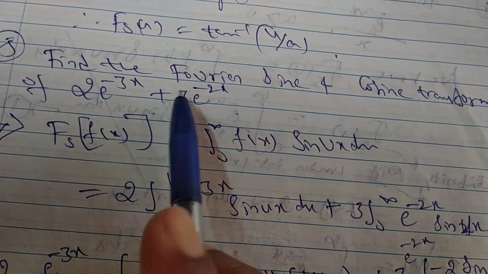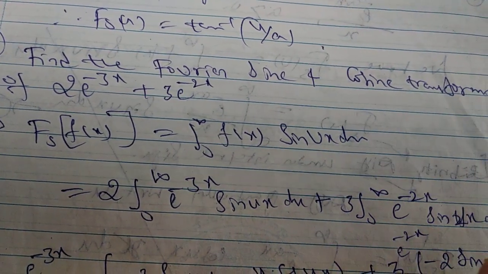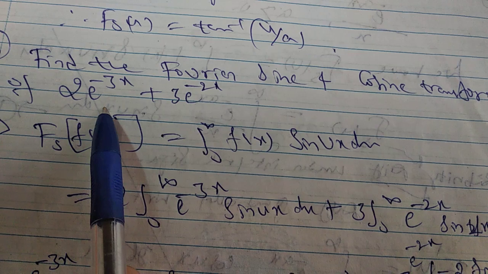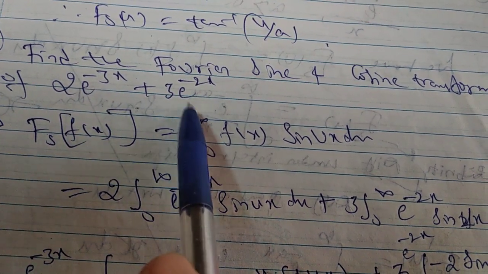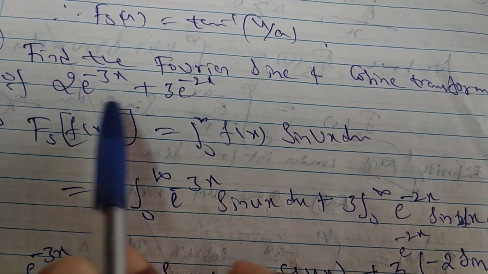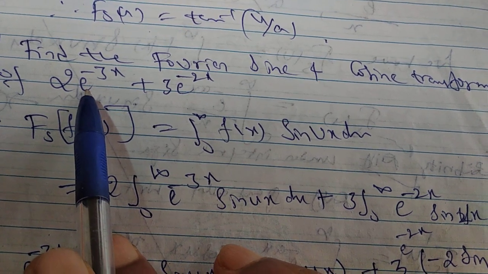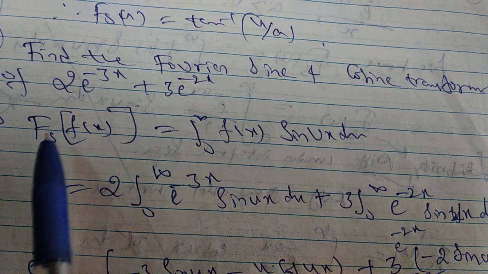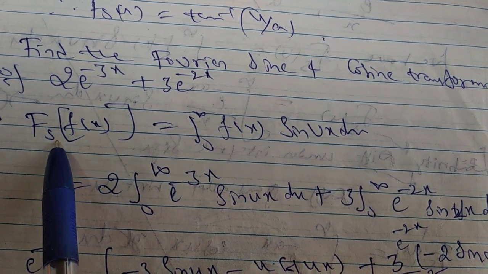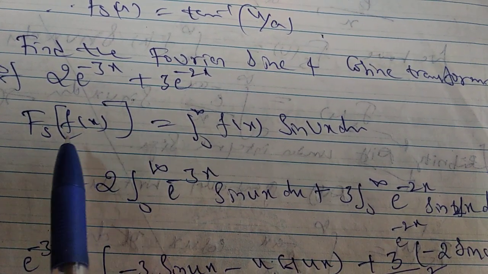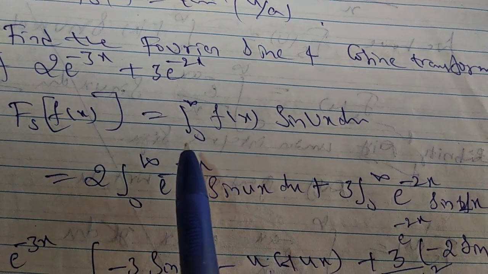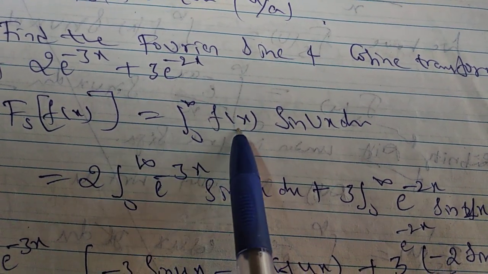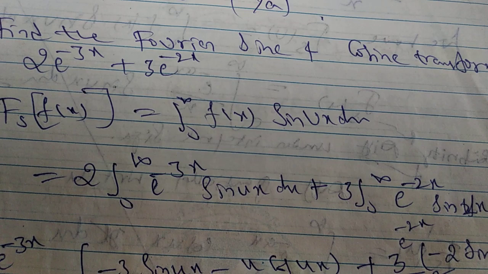So next problem: find the Fourier sine and cosine transform of 2 into e power of minus 3x plus 3 into e power of minus 2x. Here the function f of x is given. You have to find the Fourier sine and cosine transform. So the Fourier sine transform, F of u or Fs of f of x, what is the formula? Integral of 0 to infinity f of x into sin ux into dx.